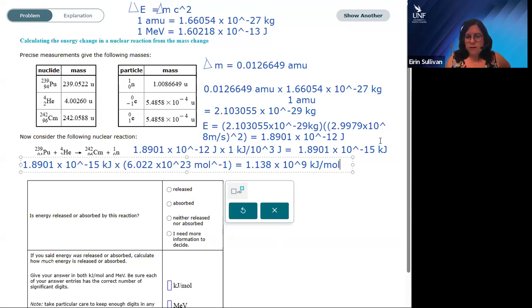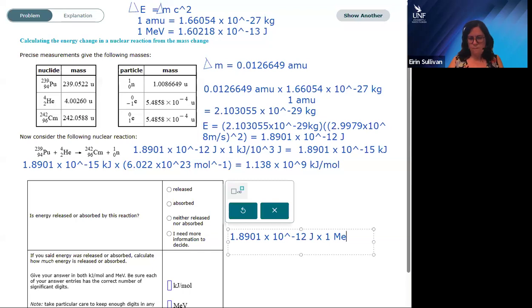So then we're asked to convert to mega electron volts. So we have a conversion factor between joules and mega electron volts, which means we need to go back to that 1.8901 times 10 to the power of minus 12 joules that we already worked out. And then we're going to convert to mega electron volts.